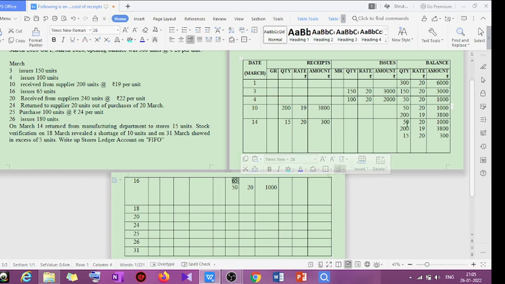See, total we have to issue 65. From the first slot we have given 50. So how much still do we have to issue? We have to issue 15, right? Total to give is 65. Okay, from the first slot we have given 50. From the second slot, out of 200, we have given 15. Okay, rate will be how much? Rate will be 19. So it will be 285. I hope it is clear to you till here.